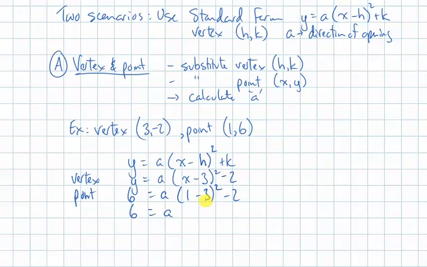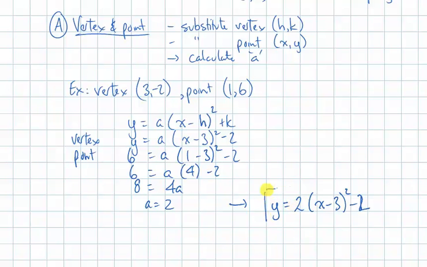1 minus 3 is negative 2. Negative 2 squared is 4. Let's add 2 to both sides. 8 equals 4a, which leads to a equals 2. And finally, the equation y equals a(x minus h) all squared plus k. So there's my completed standard form quadratic.